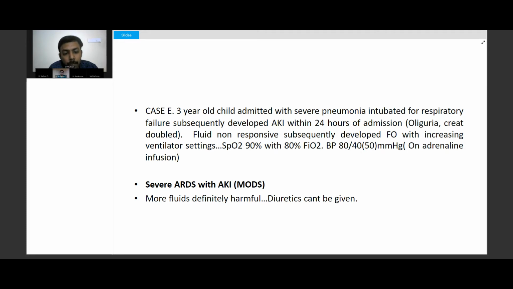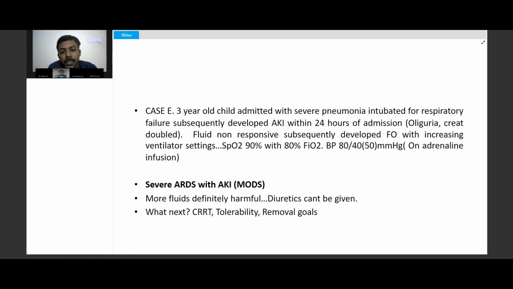So what do we do? Here, definitely more fluids are harmful. Diuretics can't be given because of the BP and other problems. He is oliguric and creatinine is doubled. So here, the only thing we have to do is the initiation of early CRRT, probably continuous because of the hemodynamic instability, either CRRT or PD based on the availability, or SLED maybe.